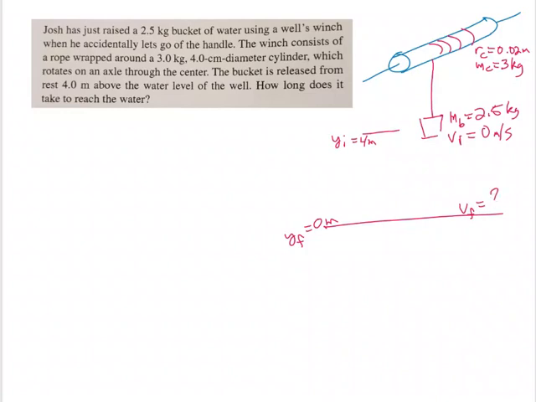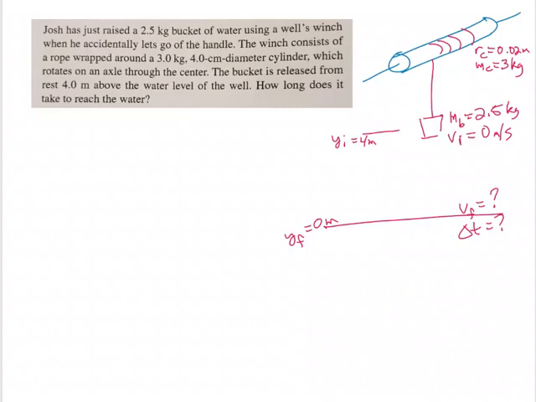And velocity final, well, it's going to be 0 again, won't it? No. When it hits the water, it's going some speed. We don't know what it is. How long does it take to reach the water? That's delta T. That's what we're looking for. Any other information that's not on here? No? We got it all?